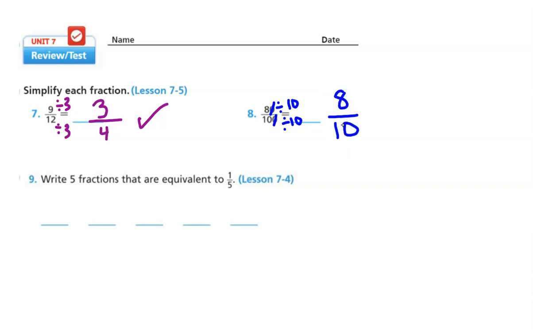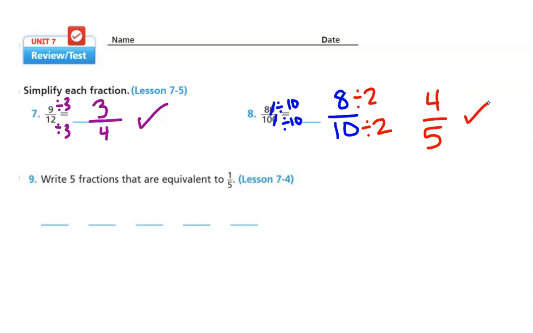Well now, the reason that I know that I'm not done yet is because these are both even, and I can always divide an even number by 2. So I'm going to divide both the top and the bottom by 2. 8 divided by 2 is 4, and 10 divided by 2 is 5. Now the reason I know I'm done now is because there's nothing I can do to make 5 smaller, and 4, again, I can only divide by 2, and I can't divide 5 by 2. So I am all done.